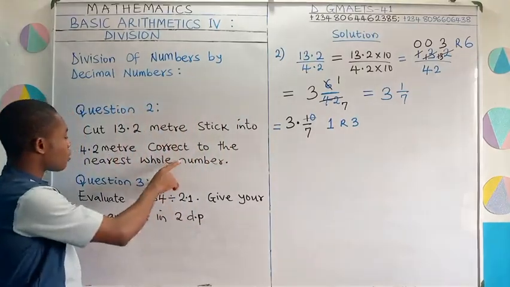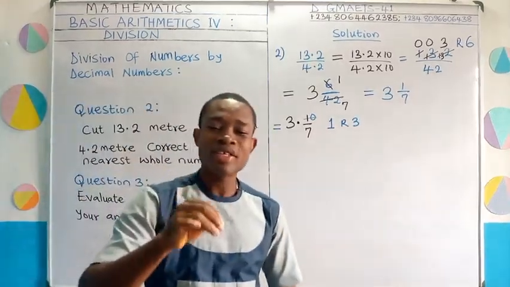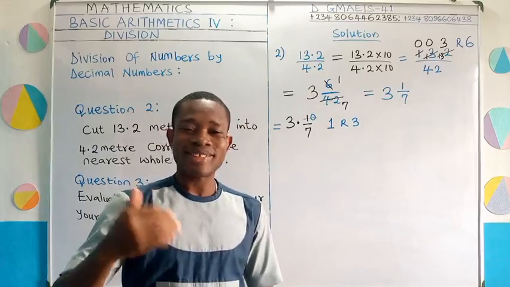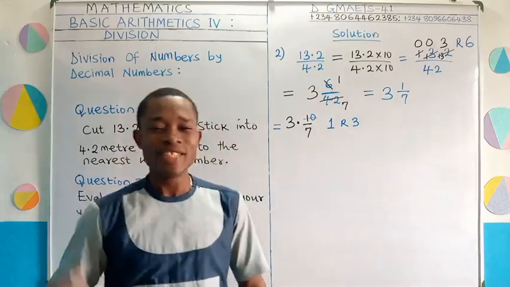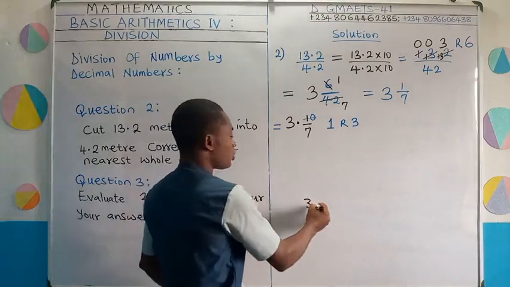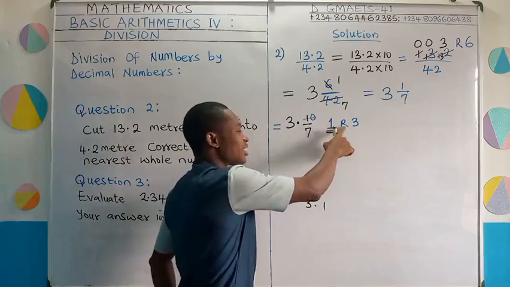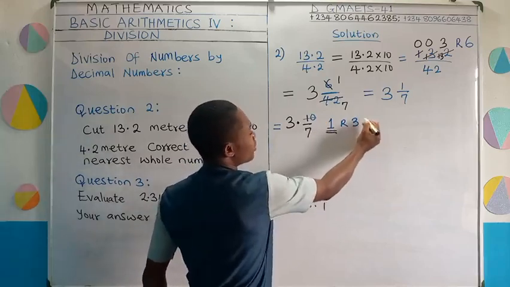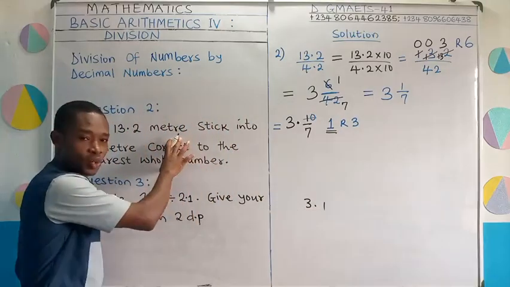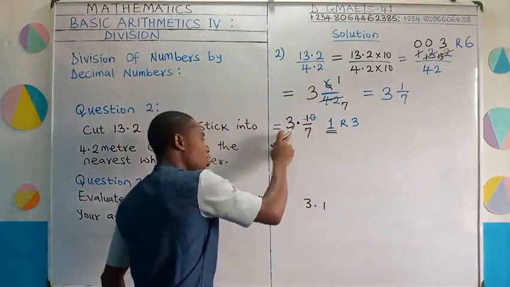The question said I should get my answer to the nearest whole number. Getting my answer in the nearest whole number means I am to round off from the 10th place value to the unit place value. Now, if I give you this number, 3.1, remainder 3, I can still decide to attach 0 here, get 30 divided by 7. But it's a waste of time because according to this question, I am expected to round off from the 10th place value to the unit place value.